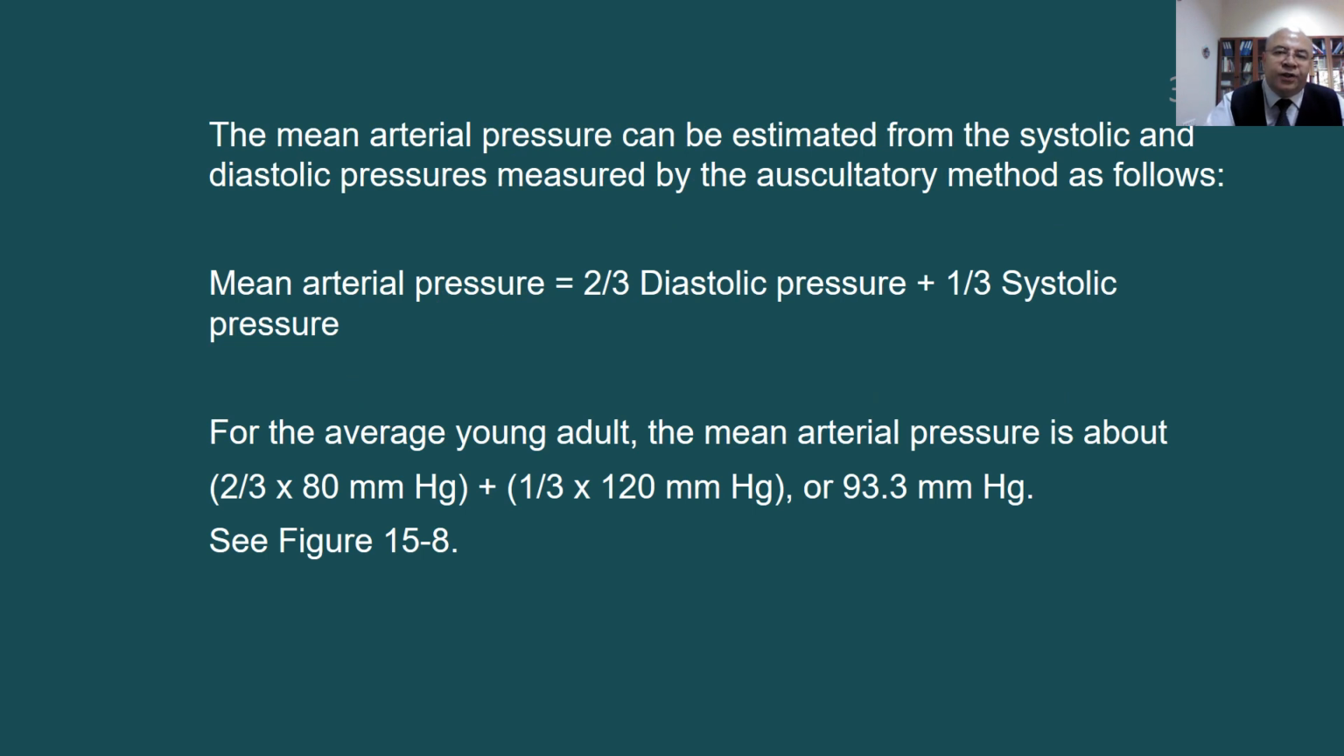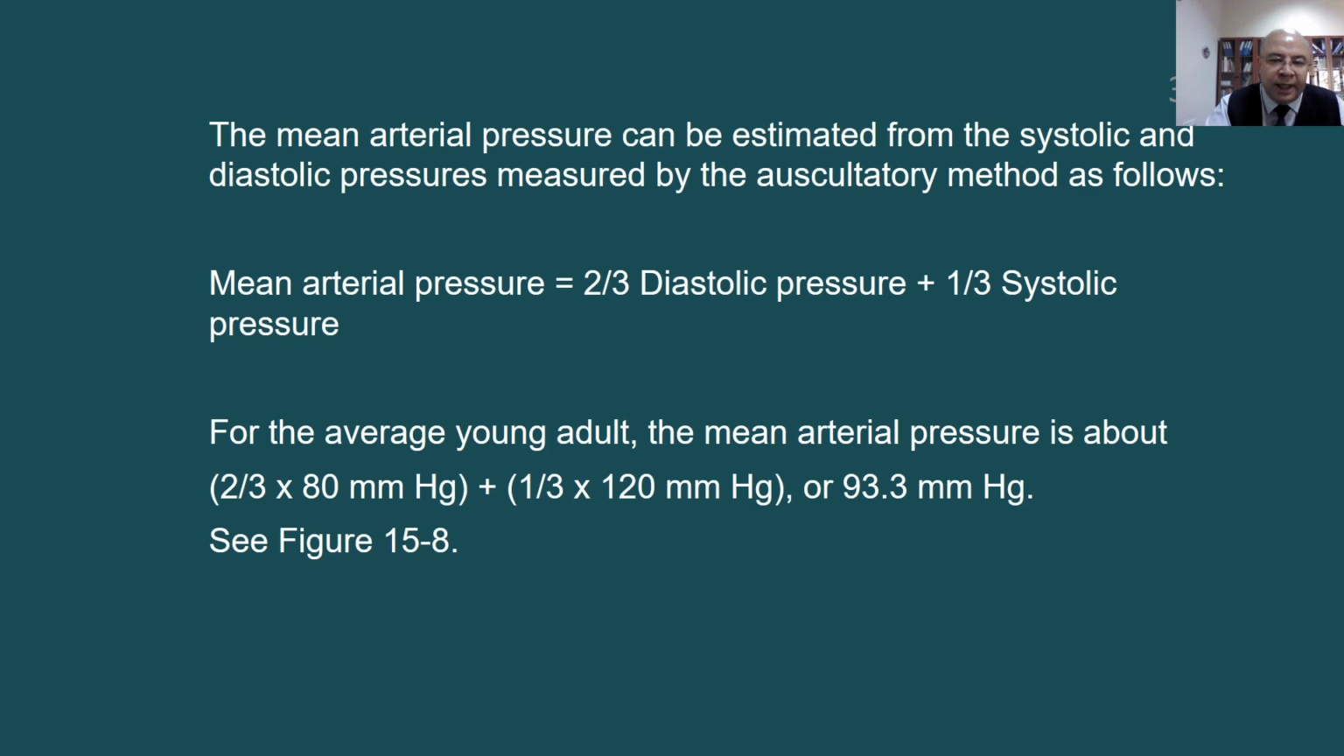How about mean arterial pressure? Mean arterial pressure can be estimated from the systolic and diastolic pressures measured by the auscultatory method as follows. Mean arterial pressure equals 2/3 of the diastolic pressure plus 1/3 of the systolic pressure. Why is that? Because the diastolic phase of the cardiac cycle lasts 2 times longer than the systolic phase of the cardiac cycle.